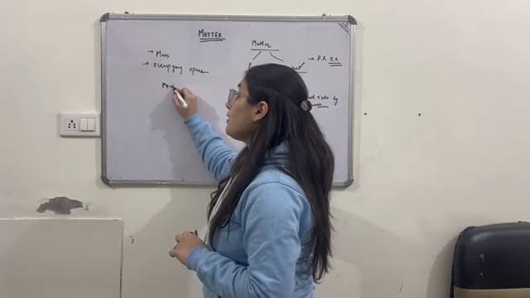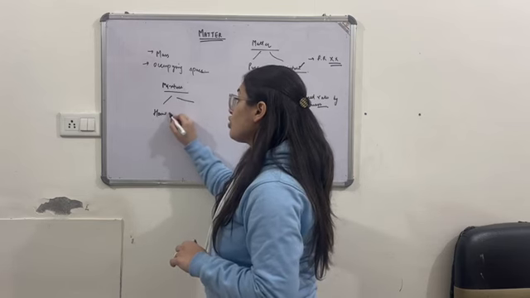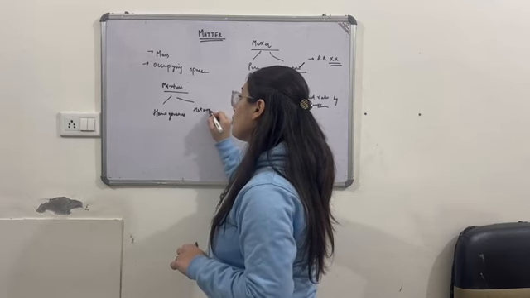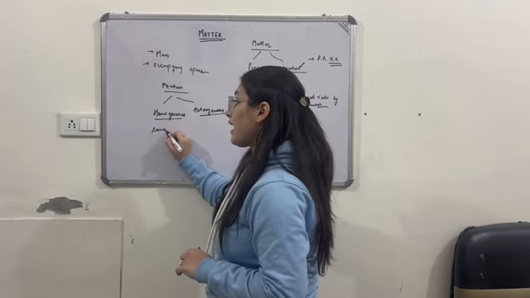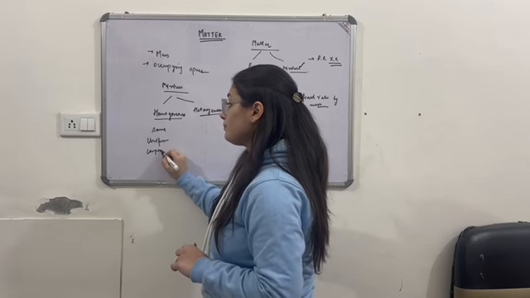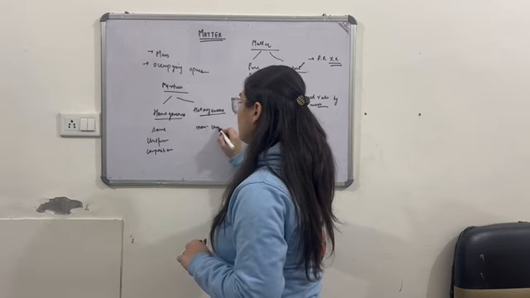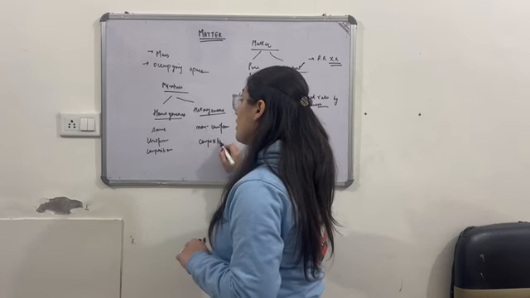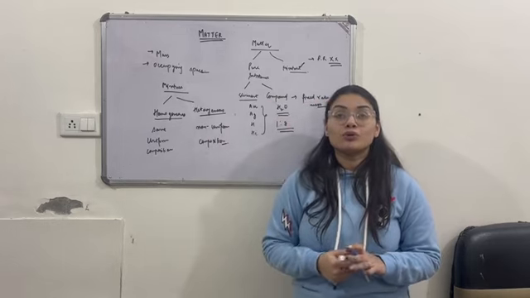So just see over here, mixture is classified into two, that is homogeneous mixture and heterogeneous mixture. So homo means same, that means uniform composition, and heterogeneous means non-uniform composition. So basically, when we talk about homogeneous mixture, we talk about the uniform composition.